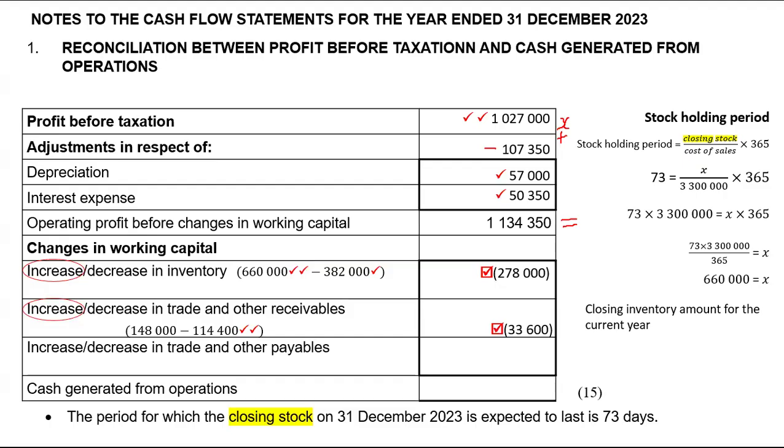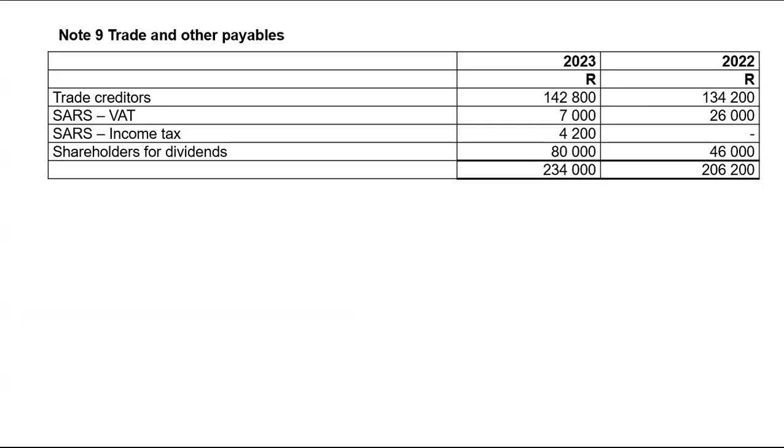Let's check trade and other payables. Trade and other payables, though, as I've said, you exclude SARS income tax. Another thing that you need to exclude from trade and other payables, guys, is accrued expense, but if and only if it relates to interest on loan. Here I'm just going to exclude this, which is 4,200. And for 2022, I'm going to exclude 46,000. That's it. Now, let me check.